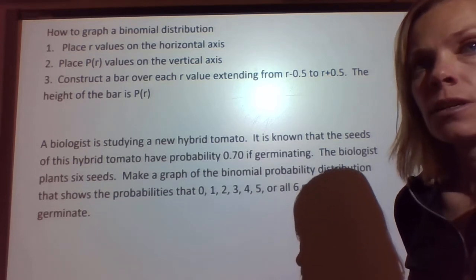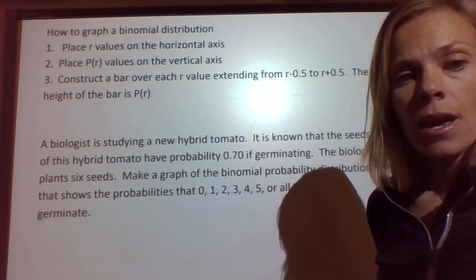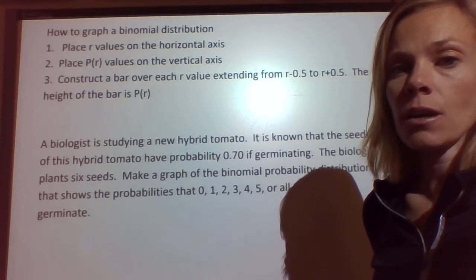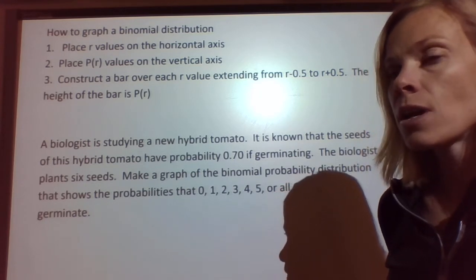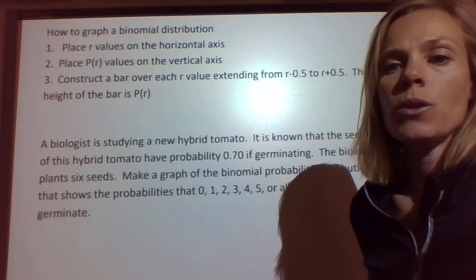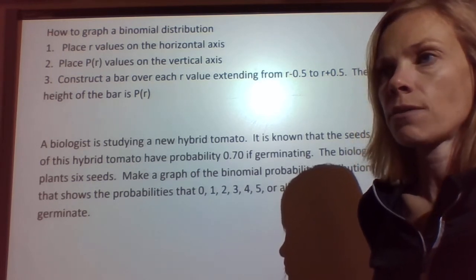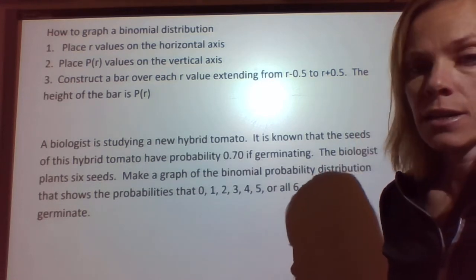So the first thing we did was we learned how to compute a binomial distribution using the formula. And then we learned to calculate binomial distribution probability using the table, make it a little bit easier. And then finally, once we have all of those probabilities, how do we graph it? How do we represent it to everybody, of everything that can happen?